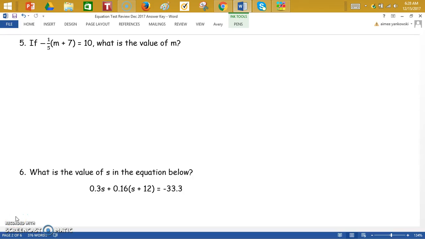All right, seventh graders, this is to help you prepare for question 5 on your equation test next week. This question says, if negative 1/5 times the quantity m plus 7 is equal to 10, what is the value of m?